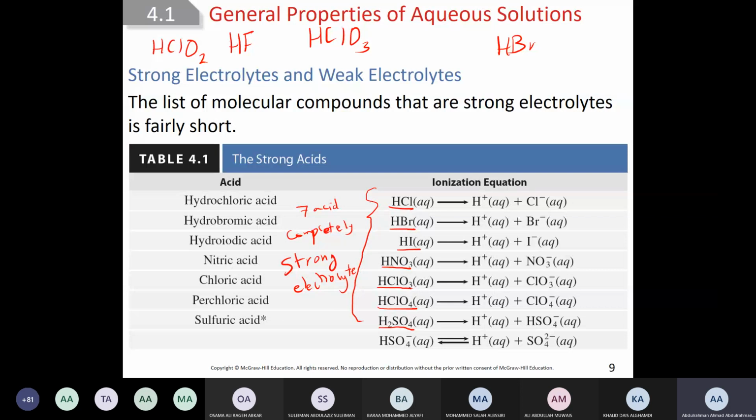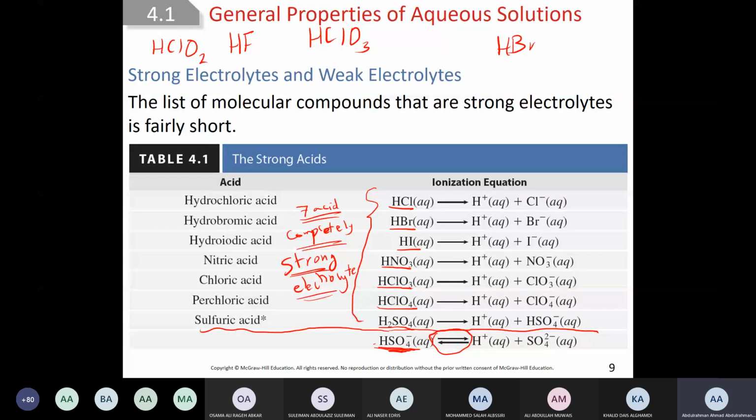Good. So these are the only 7 acids which are strong, and you have to memorize them. They decompose completely. That's why I draw one arrow. Now, whatever is produced from H2SO4 is called hydrogen sulfate. Is it strong acid or weak acid? Weak. Why did you say weak? Because it's incomplete, there are 2 arrows. I put the 2 arrows to tell you it's incomplete.